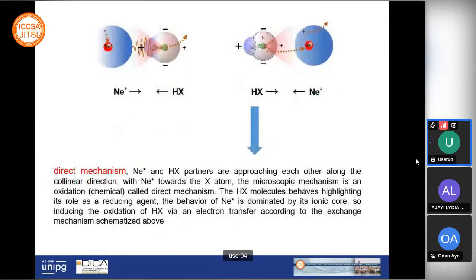Instead, in the direct mechanism, we have a different approach. Ne* and the target molecule approach along the collinear direction, with Ne* not towards the hydrogen, but towards the X atom of the target, so towards bromine or chlorine. And this mechanism becomes an oxidation. In this kind of mechanism, the target molecule behaves like a reducing agent, and the behavior of Ne* is dominated by its ionic core.